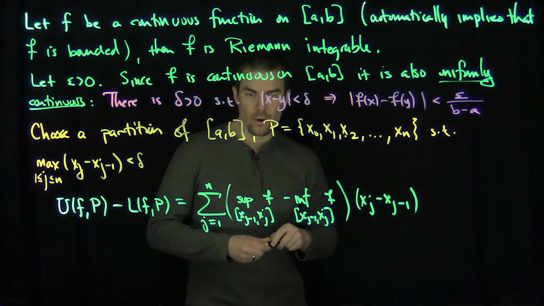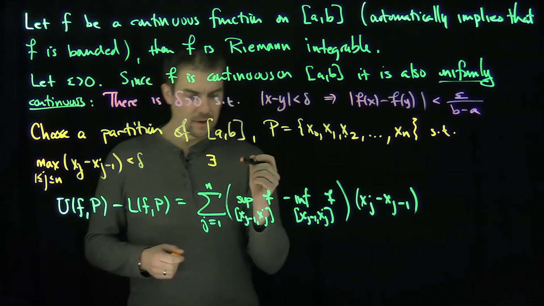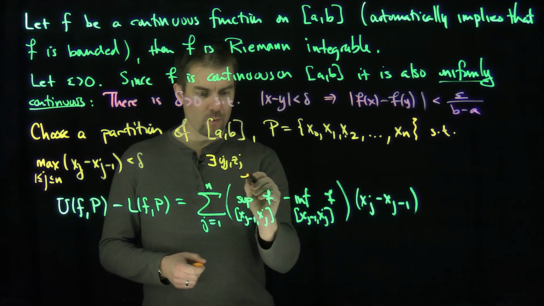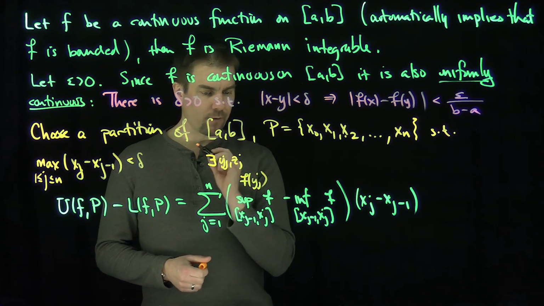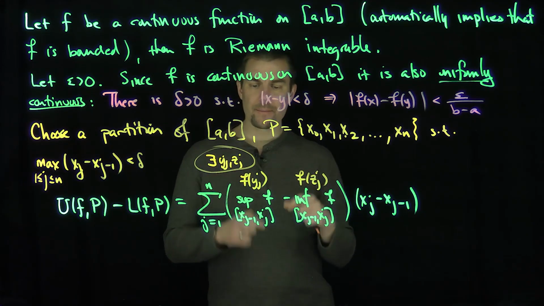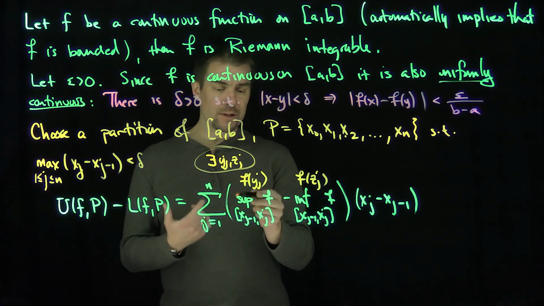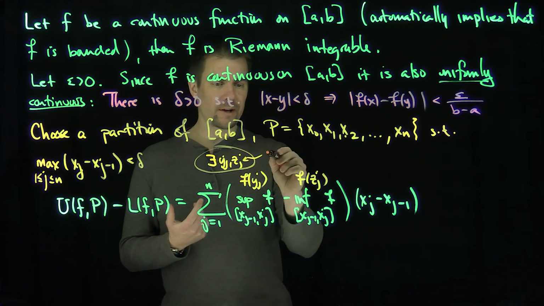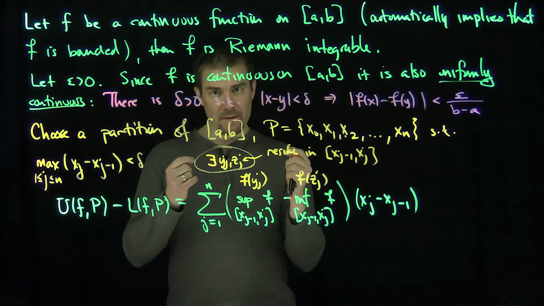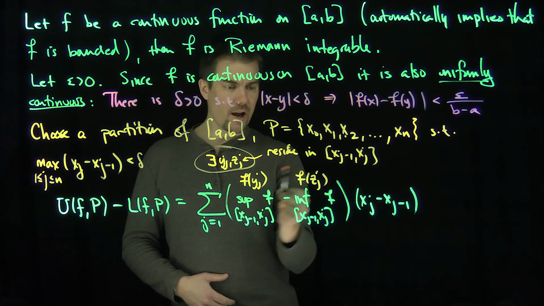Now, what can I say? I know that for any j, there exist yj and zj such that the supremum is attained at f(yj), and the infimum is attained at f(zj). These points exist because this interval [xj-1, xj] is compact, and on a compact set, a continuous function attains both its infimum and its supremum. Now, these points, yj and zj, reside in [xj-1, xj], and the length of that interval is no more than delta. So I have f(yj) minus f(zj).